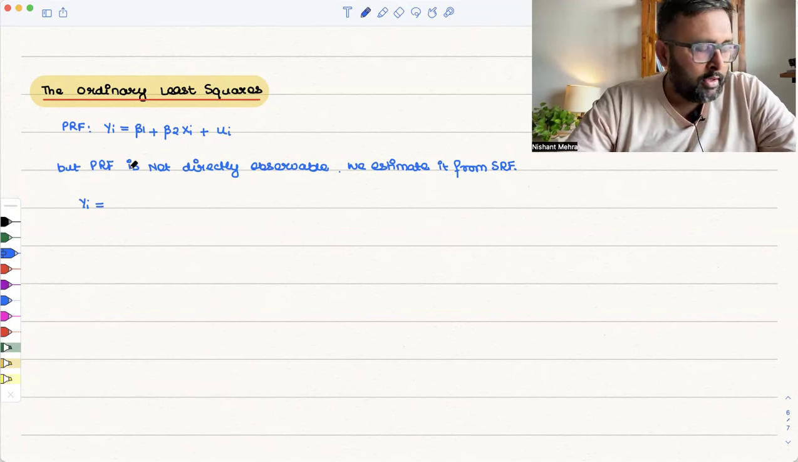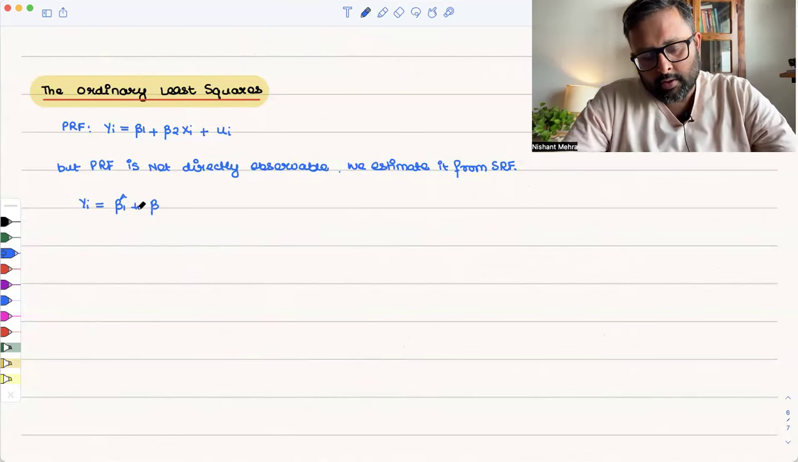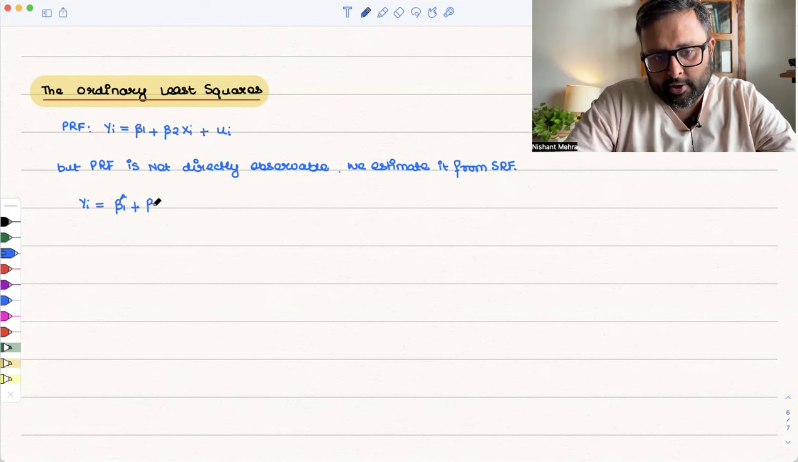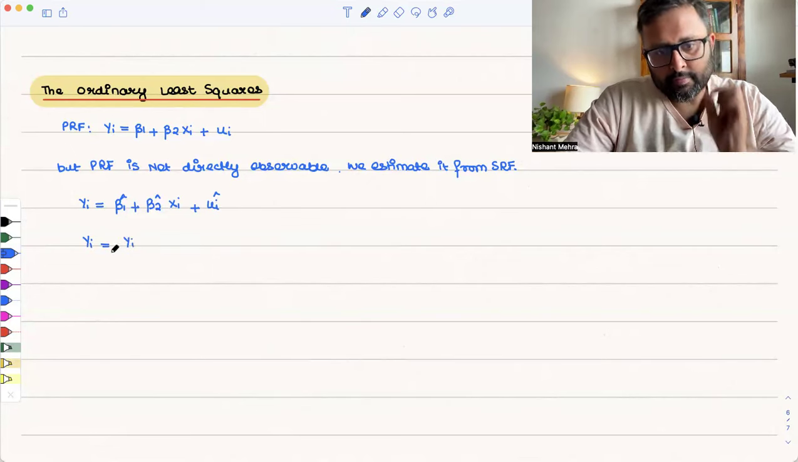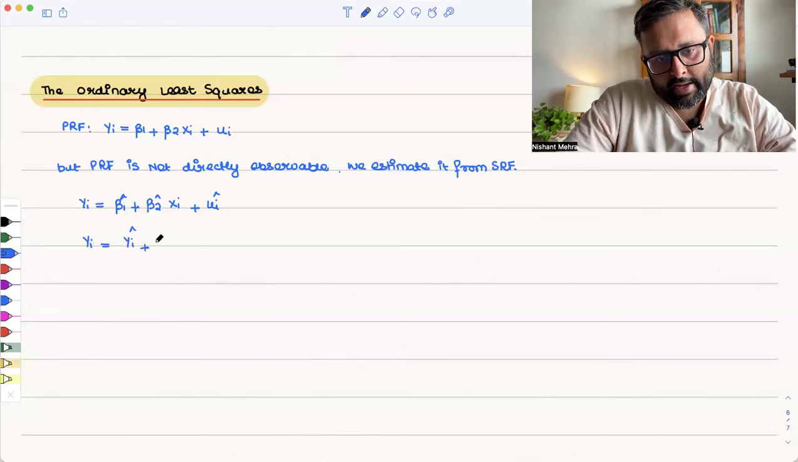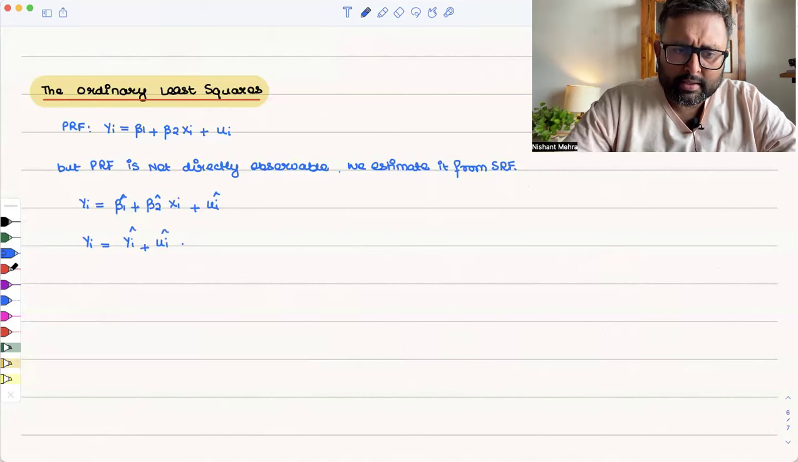Residual, right? So yi hat is beta 1 hat plus beta 2 hat xi, and yi is yi hat plus ui hat. So you know now that this is the estimated y, and this is your residual, which is the estimate of the error term.